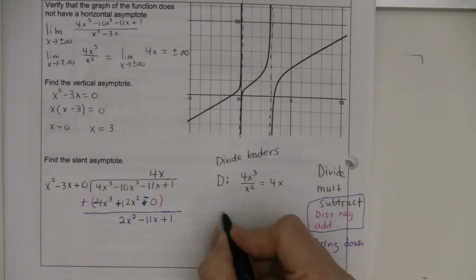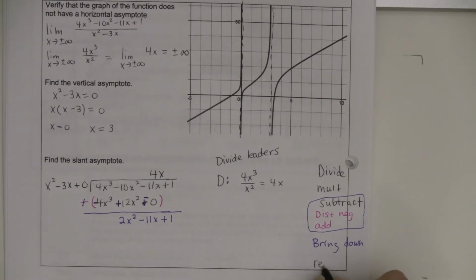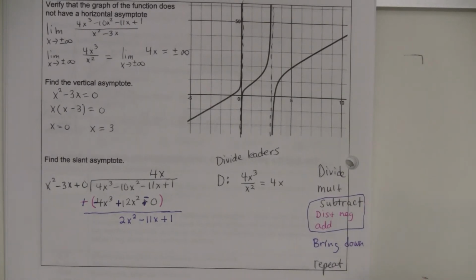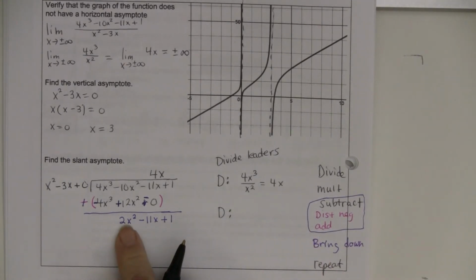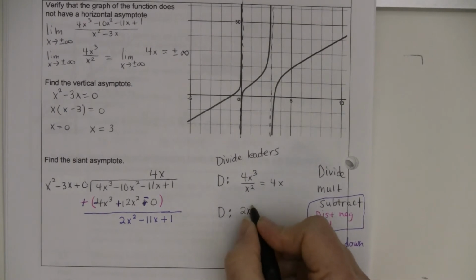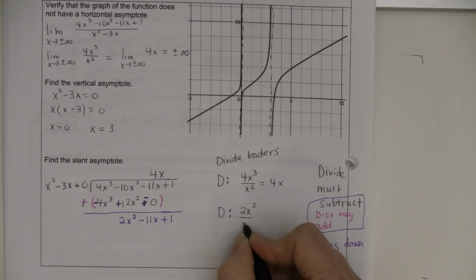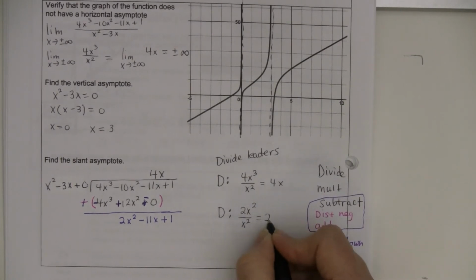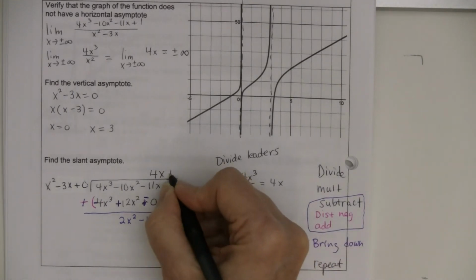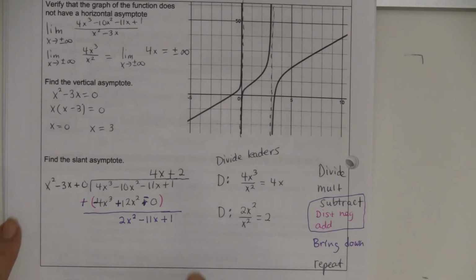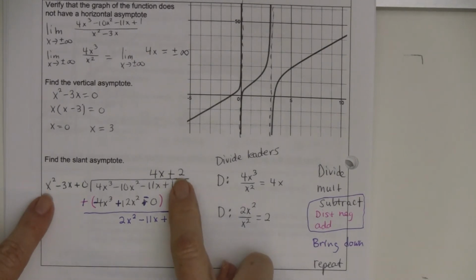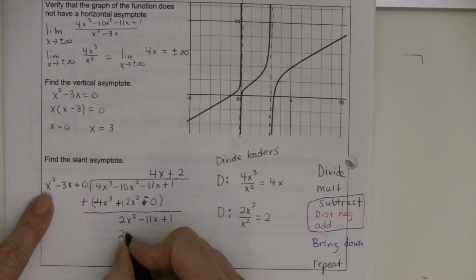The first step, you repeat on your algorithm. Are you seeing repeat? Repeat, and so you would do that division again with the leader. The new leader is 2x to the second, and you're dividing that by x to the second, and you get 2. So you put here plus 2, because it's positive, and then you do the multiply again. I'm going to show you a shortcut, and you guys are going to be happy about that.